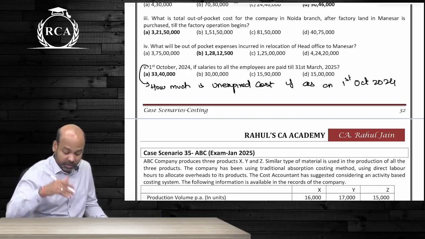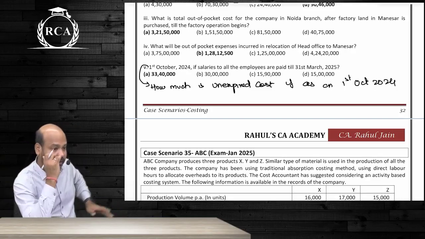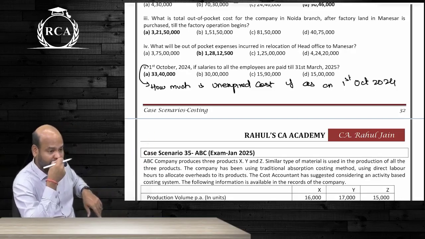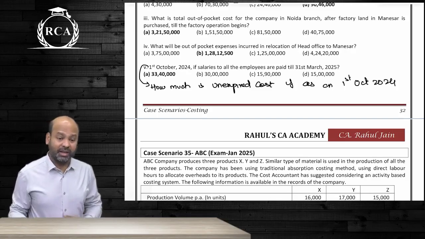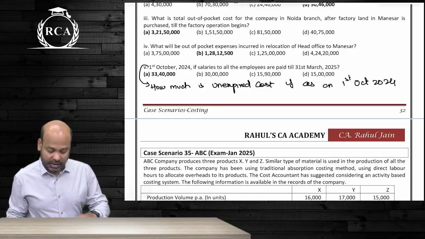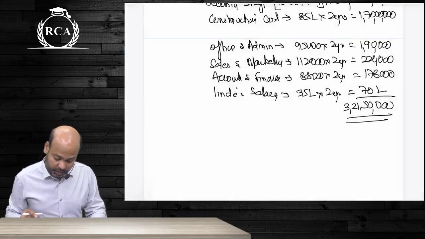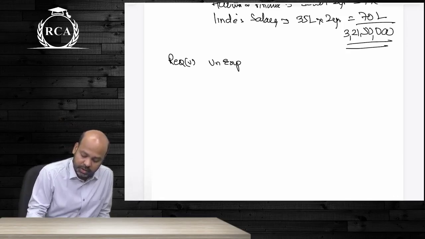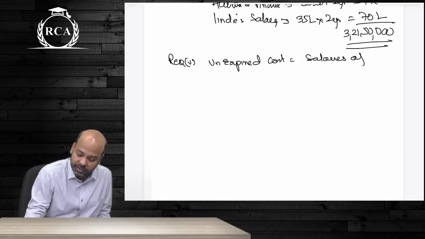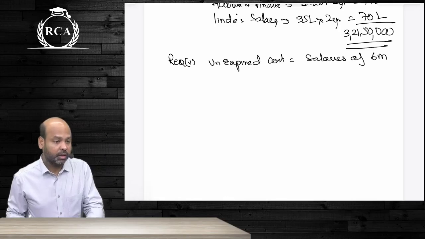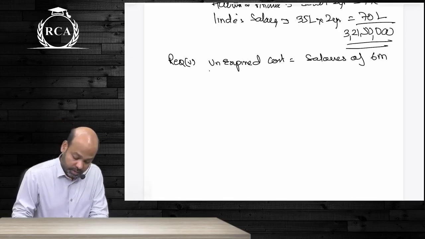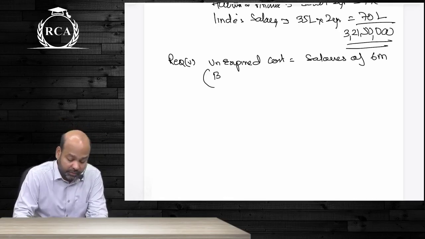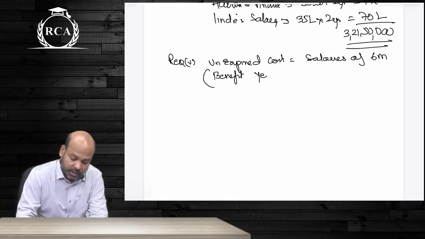As on 1st October, salaries for the next 6 months are paid, guys. Salaries are paid till what date? 31st March. So the next 6 months' salaries are advance salaries, and those advance salaries will now become unexpired cost. Pay attention, guys, this is requirement 5, then I'll answer requirement 4. So unexpired cost will be salaries of 6 months. Why 6 months? Do you know the meaning of unexpired cost, benefits yet to be received? Benefit yet to be received is called unexpired cost.